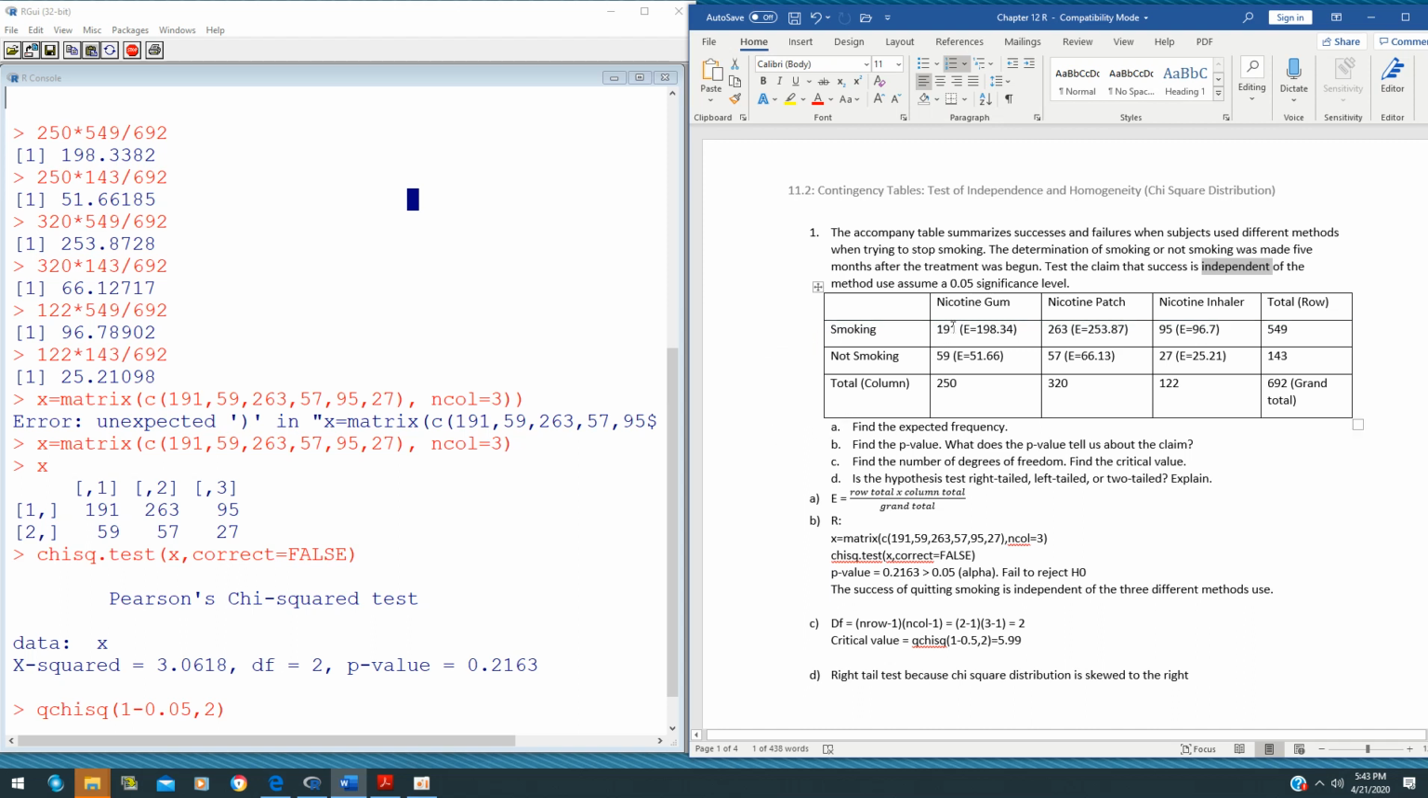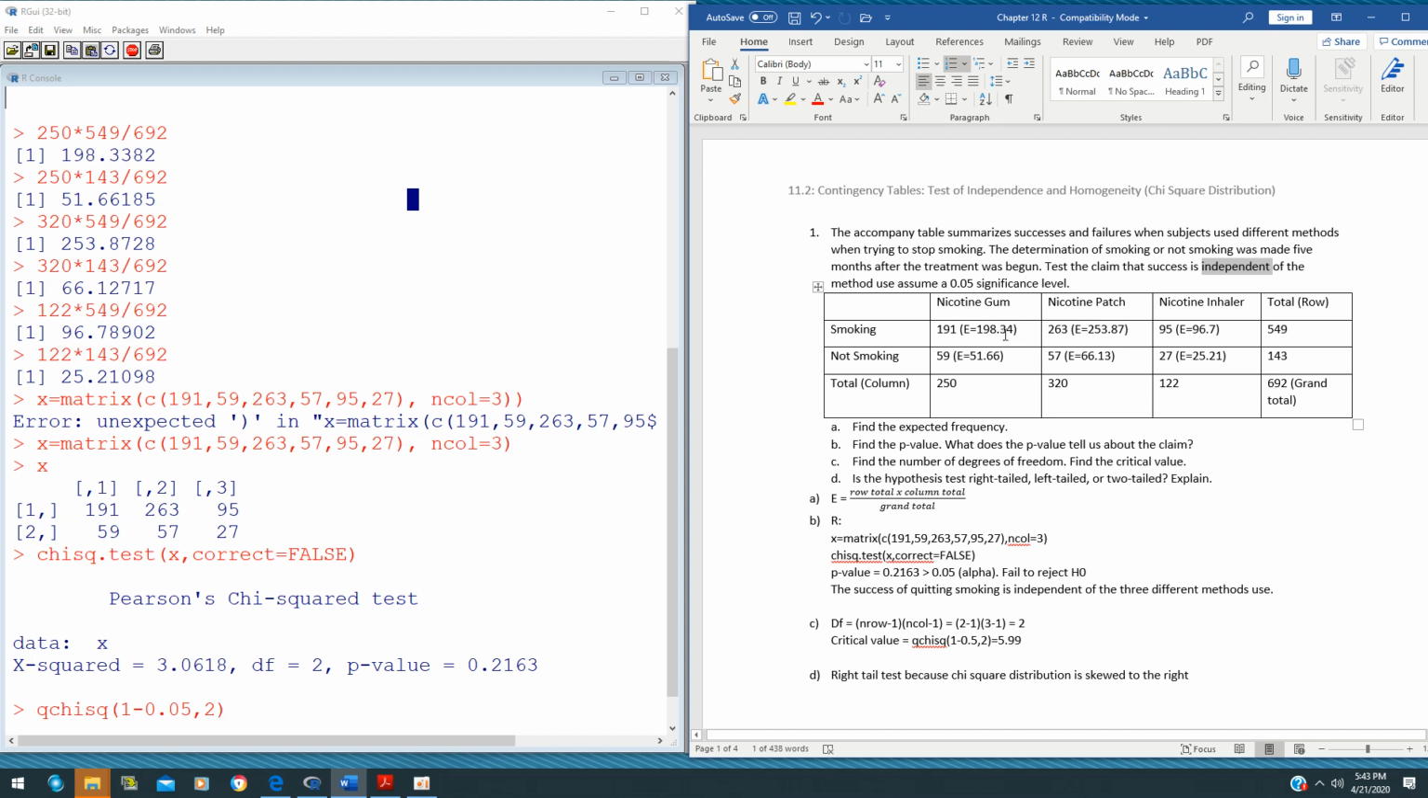Okay, so first thing first, we want to find the expected frequency. How do we find it? Add up all your columns, add up all your rows, and then add up the totals to get the grand total. It means you can add 250, 320, 122, or you can add 549 and 143, you get 692. So those are the first things you have to do. And then next, in order for us to find the expected frequency of the one that's smoking who used nicotine gum, you have to take 250 times 549 divided by 692, and you get 198.338.